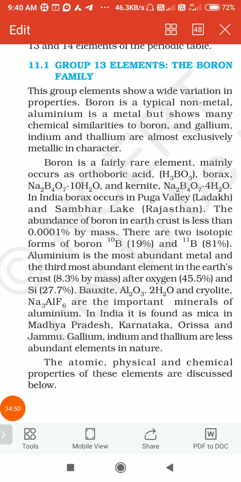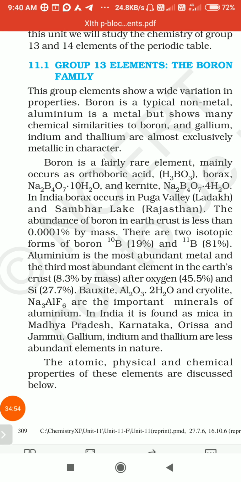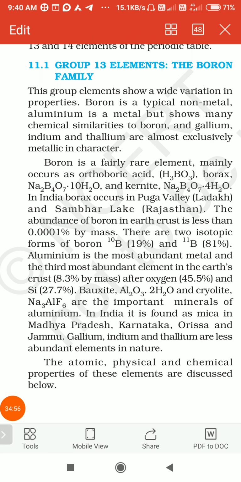So this borax in India, where are you extracting the major larger quantity? From Ladakh. Ladakh onwards you are extracting there, as well as Rajasthan. Rajasthan and Ladakh. In these places you are getting borax in large amounts.